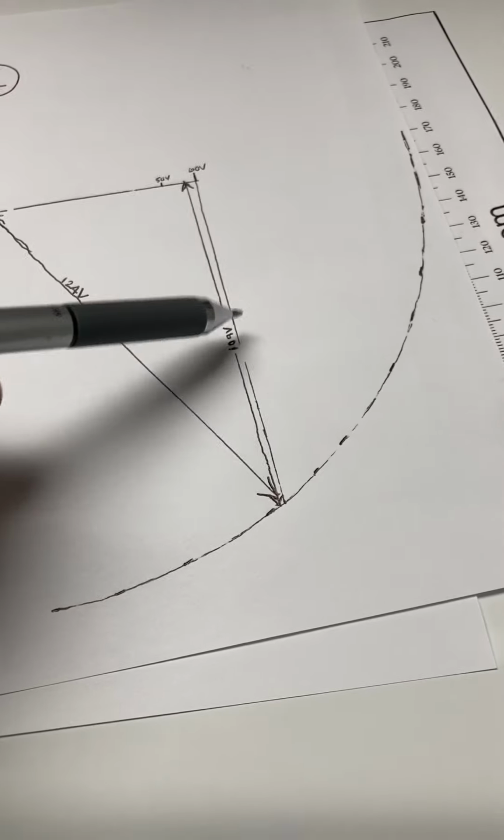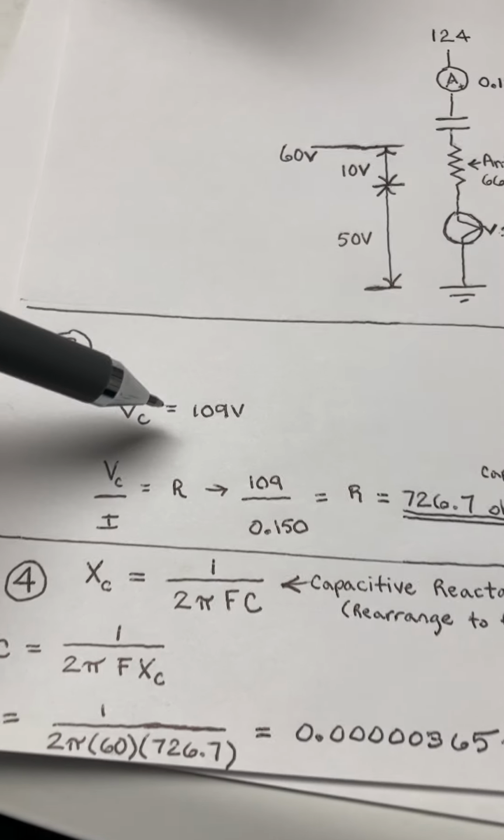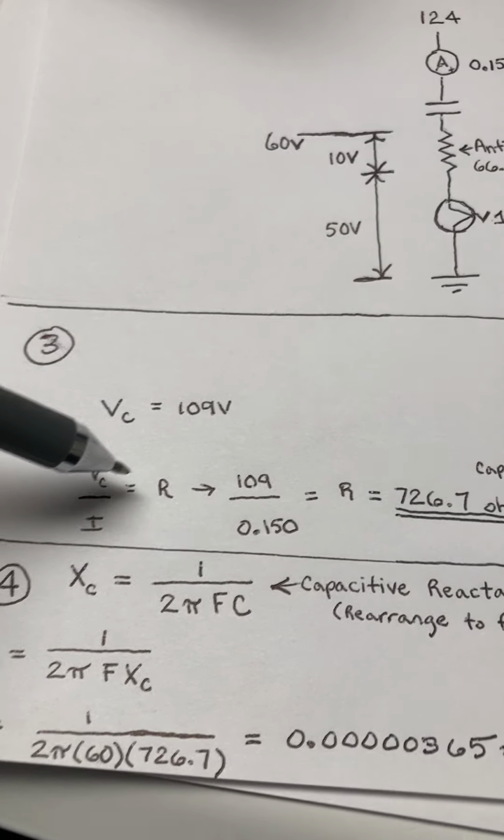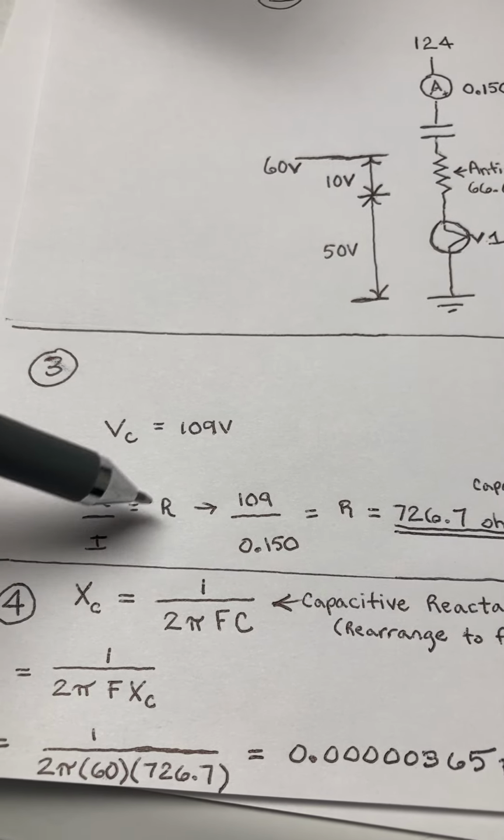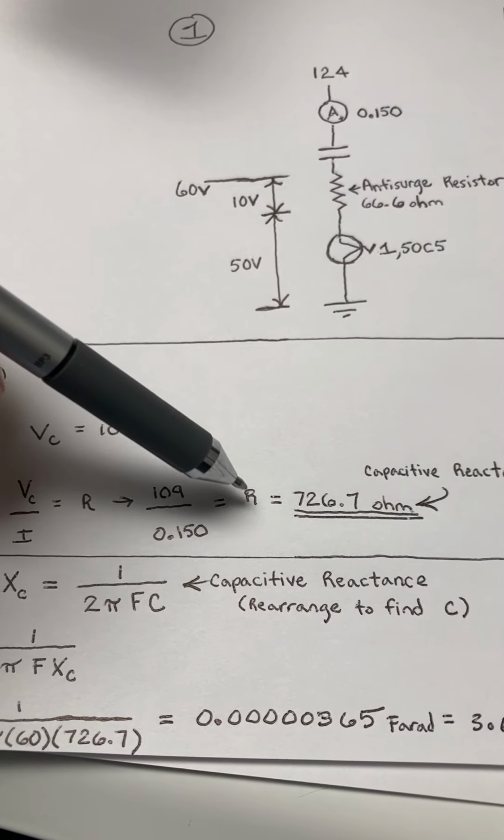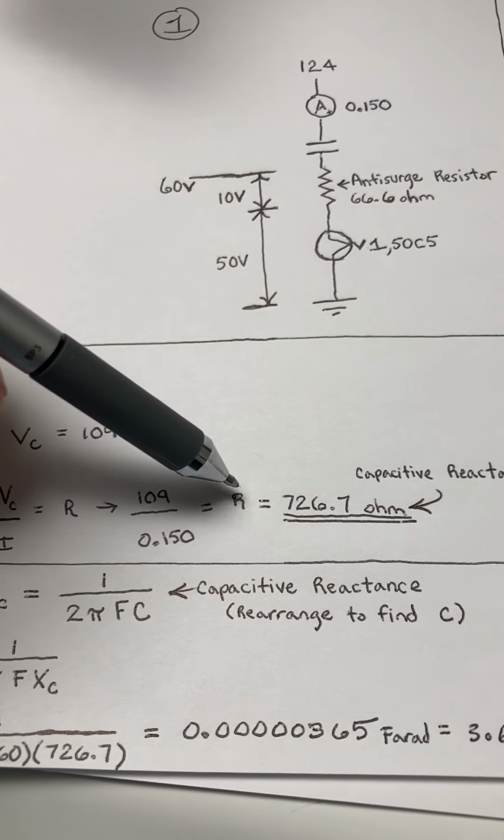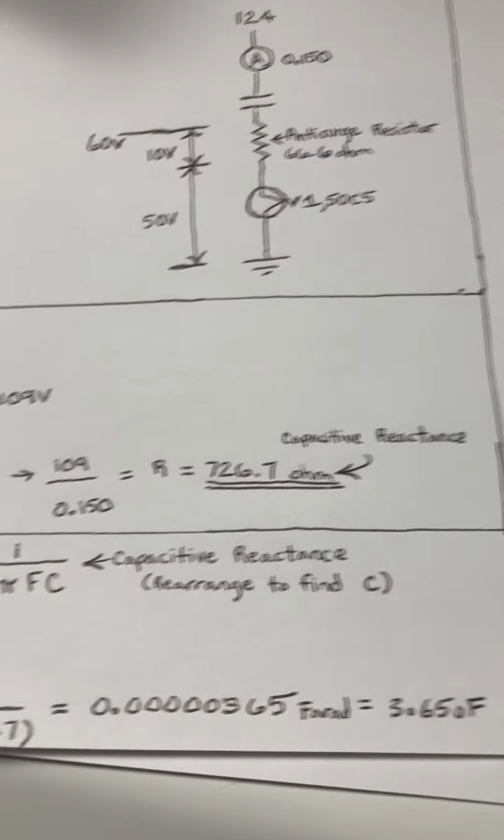So that line right there measures 109 volts just about. And then using 109 volts, you can find the reactance of the capacitor. V over I is equal to R. So 109 divided by 150 milliamps going into the heater is equal to R. So the reactance of this capacitor needs to be 726.7 ohms.